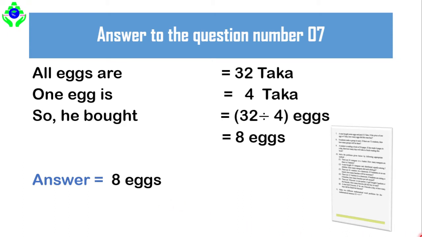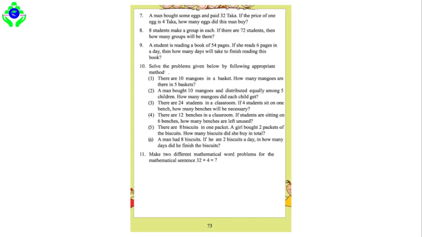Dear students, I hope you all were able to understand this math. Now we will go to our page again and see what is mentioned in question number 8. The question is: 8 students make a group in each. If there are 72 students, then how many groups will there be? It's also very simple. Just try to think.